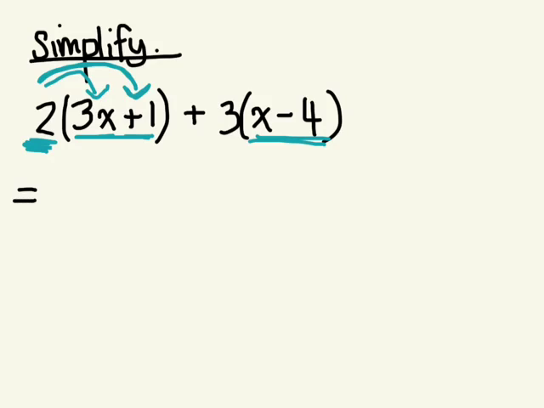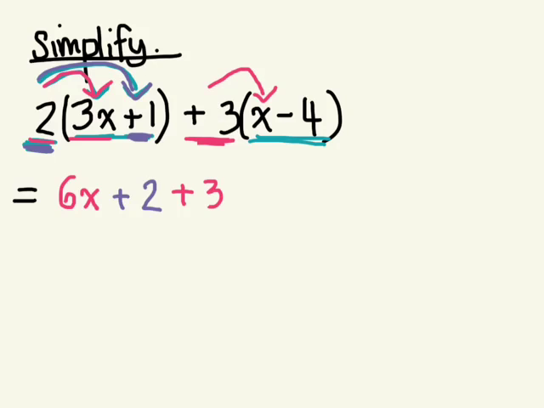Well, what's 2 times 3x? 6x, good. And what's 2 times positive 1? Positive 2, good. Okay, what is 3 multiplied, right? Because again, brackets means multiply. 3 times x, positive 3 times x. Katie? 3x. Positive 3x, good.